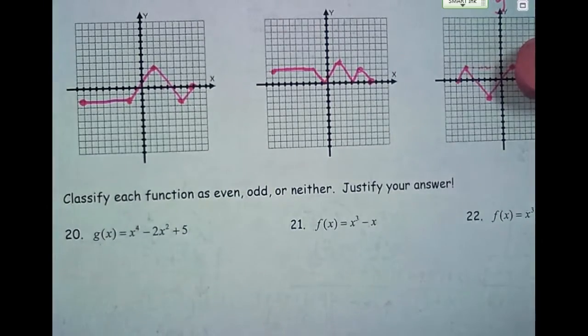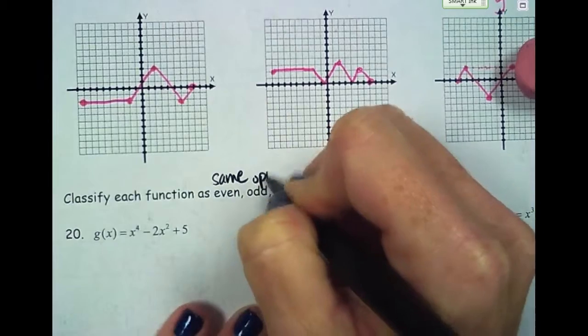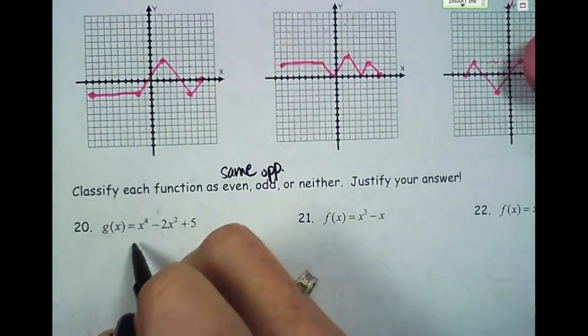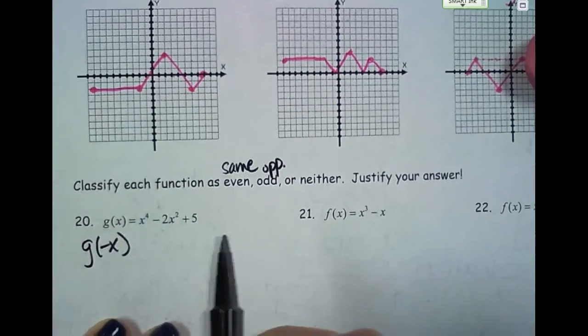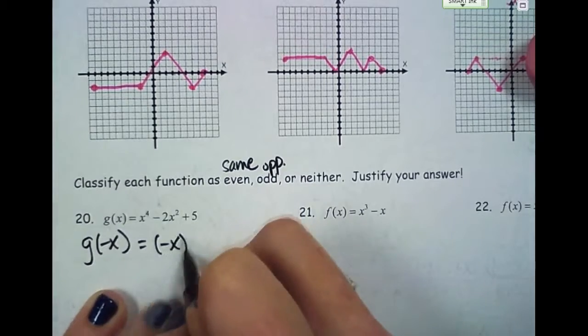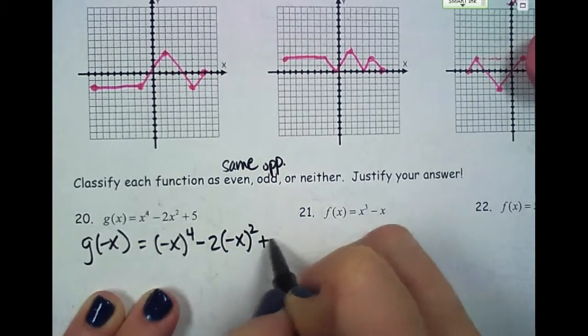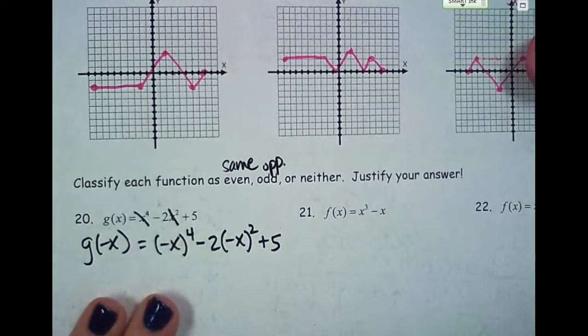The last 3 are the even, odd, or neither. Remember, even is they're all the same. Odd is they're all opposite. And neither can be a little bit of both. And you go in and you plug in negative x everywhere you had an x. So negative x to the 4th power minus 2 times negative x squared plus 5. Everywhere I had an x, I replaced it with negative x, right?